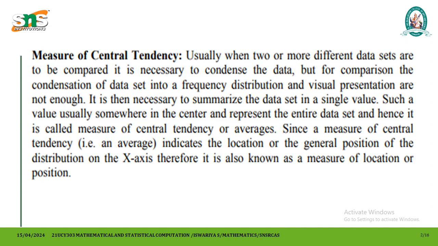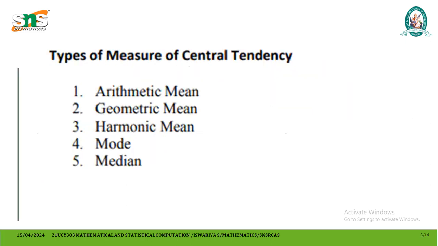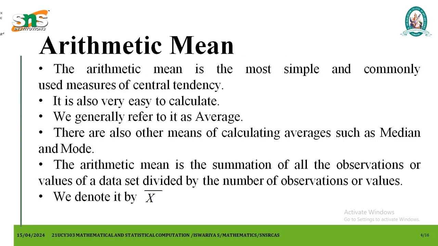Since a measure of central tendency indicates the location or the general position of the distribution on the x-axis, it is also known as a measure of location or position. So these are the measures of central tendency: arithmetic mean, geometric mean, harmonic mean, mode, median. So first we are going to see the arithmetic mean.